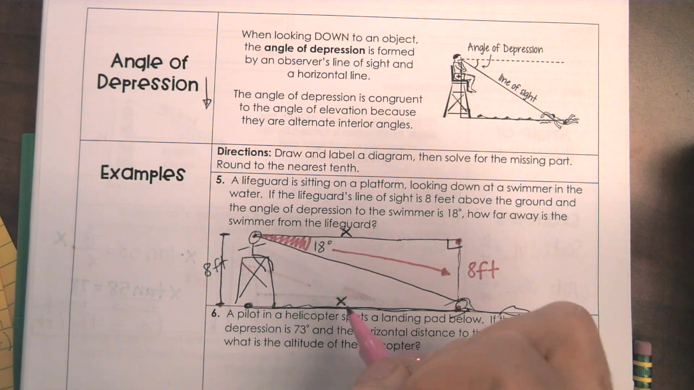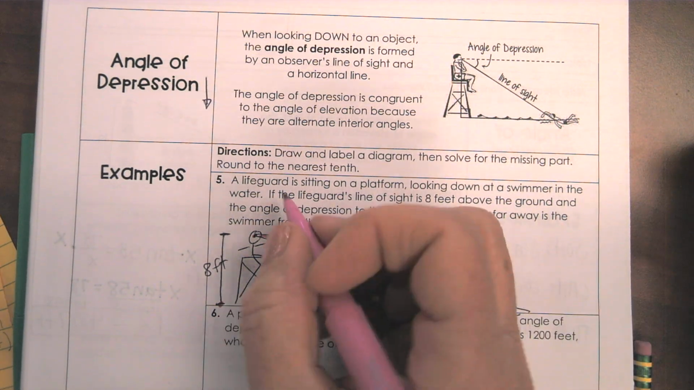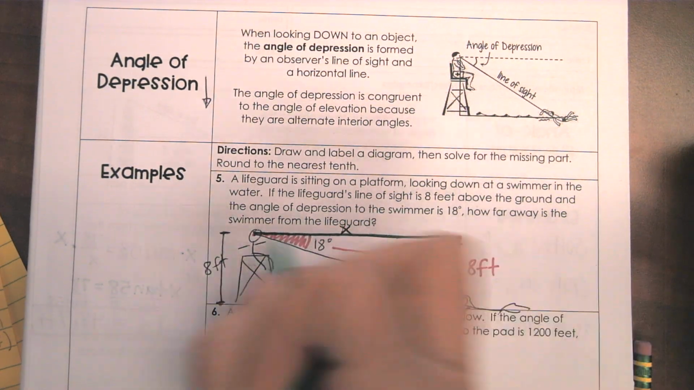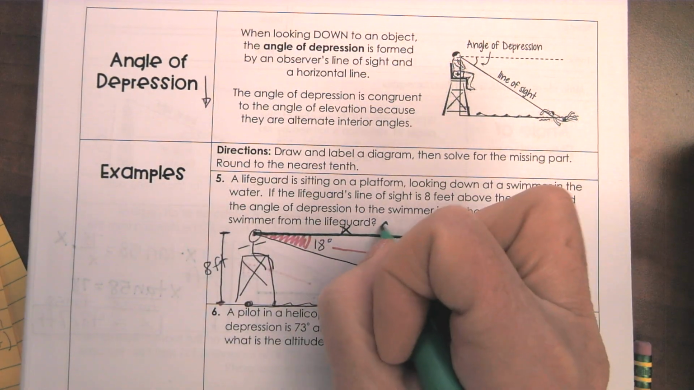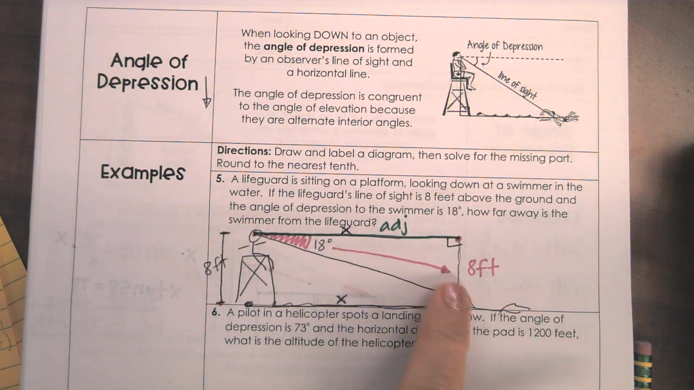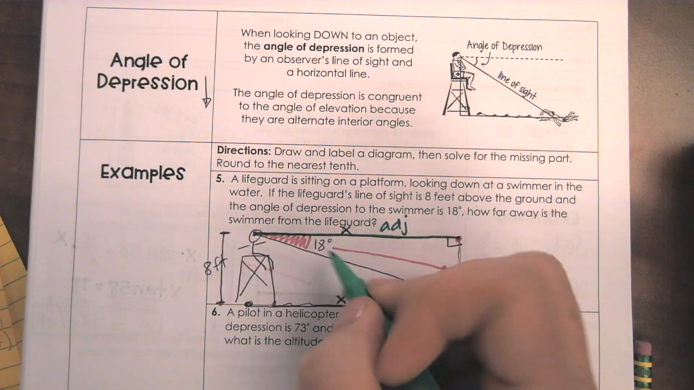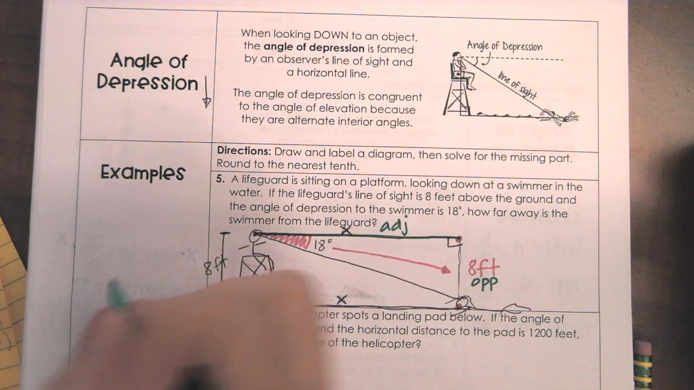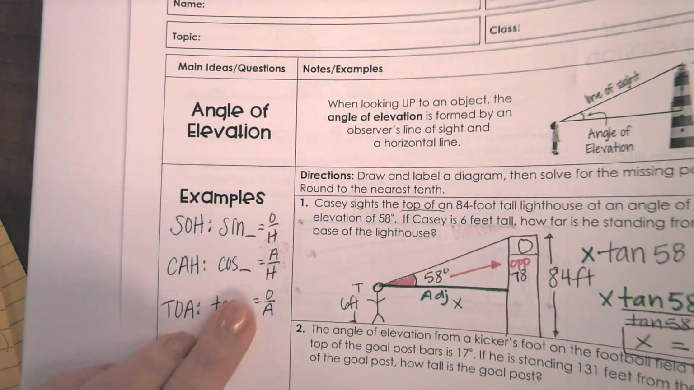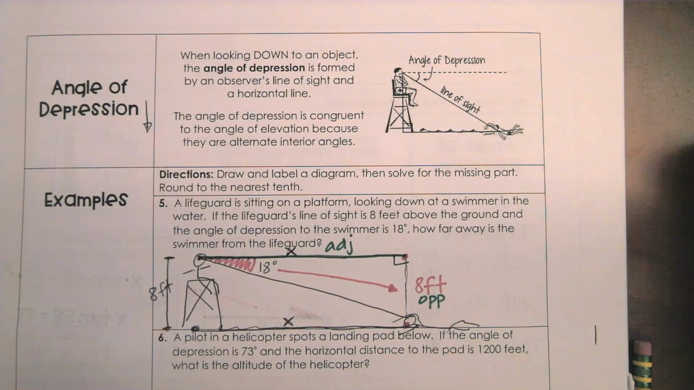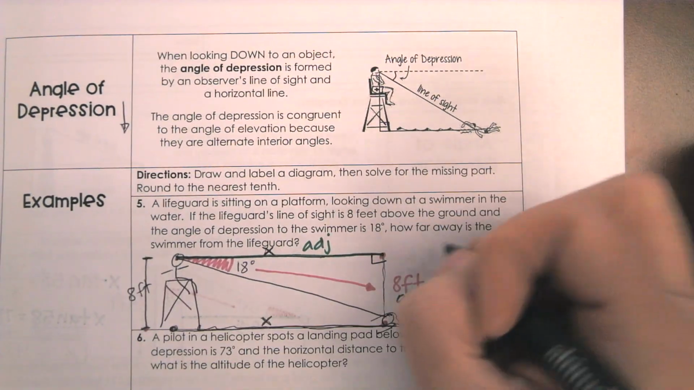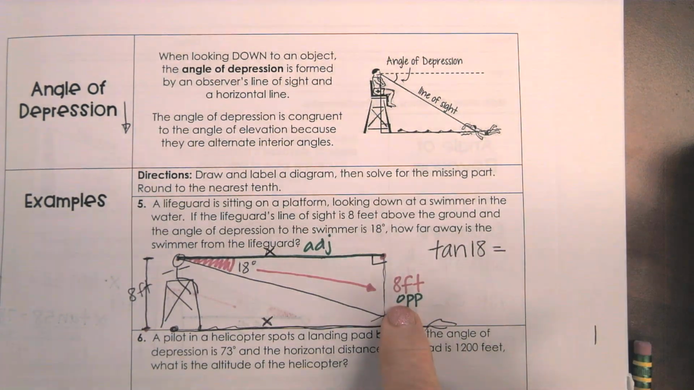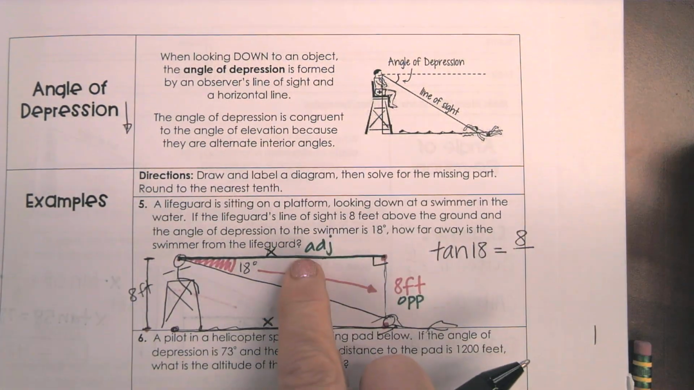I also notice that I am looking for my x. That is going to be my adjacent. Notice that we are using the adjacent up here because it is next to my angle. So this is my adjacent. So again, I have an opposite on this side and an adjacent that I'm looking for. So I am going to be looking for my tangent. Remember, I'm going to be looking at opposite and adjacent. So I'm going to write that tangent 18 is equal to my opposite of 8 over my adjacent of x.